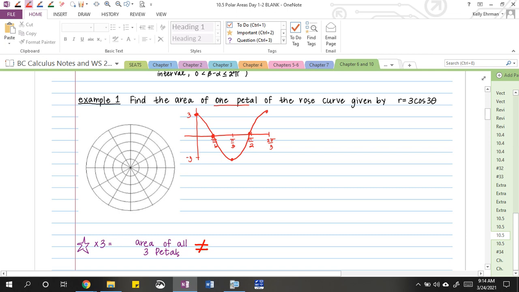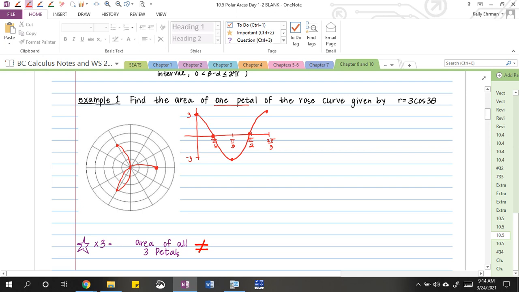Let's graph what we have so far. Base 0, go out 3 units. Go back to the pole at pi over 6. And then face pi over 3, which is here, and go backward 3 units. Now I'm out here. And then go back to the pole at pi over 2. And then face 2 pi over 3, go forward 1, 2, 3 units.